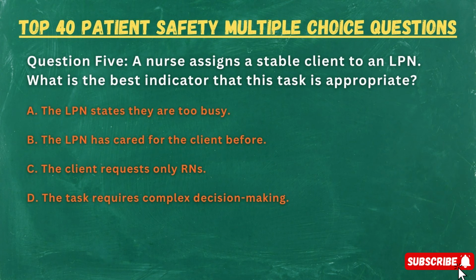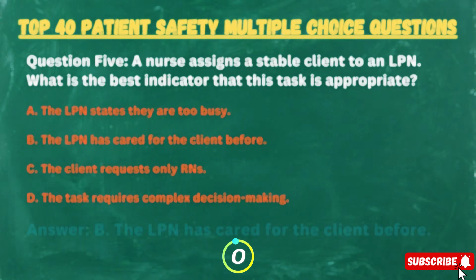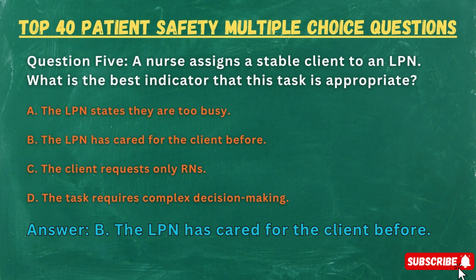Question 5. A nurse assigns a stable client to an LPN. What is the best indicator that this task is appropriate? A. The LPN states they are too busy. B. The LPN has cared for the client before. C. The client requests only RNs. D. The task requires complex decision-making. Answer. B. The LPN has cared for the client before.